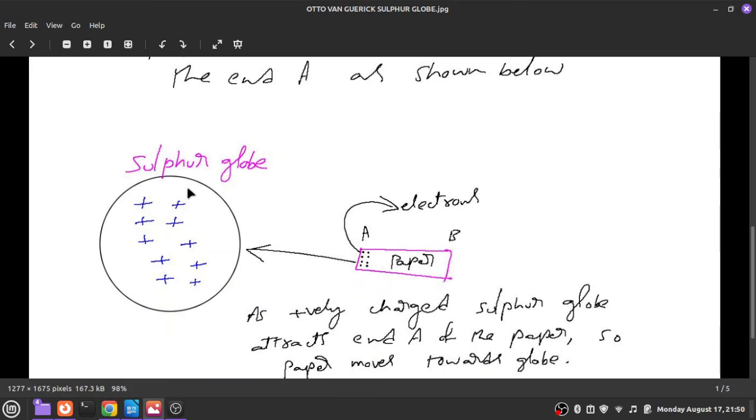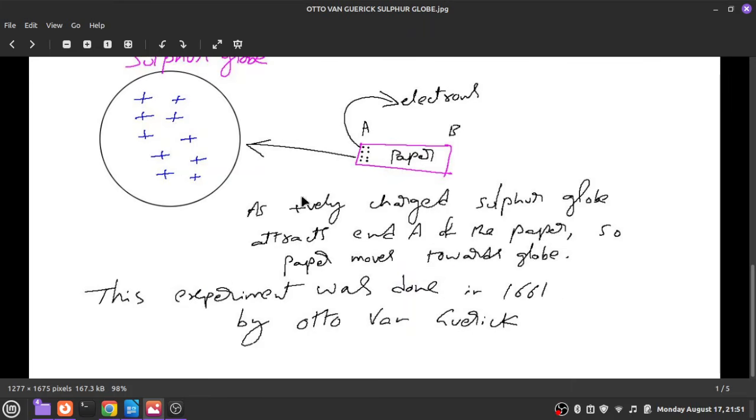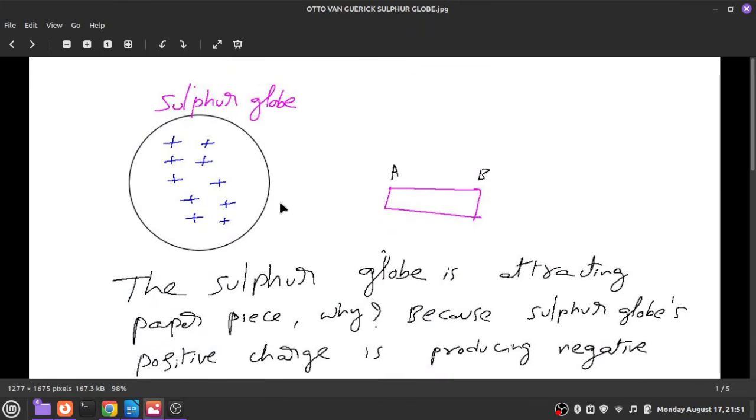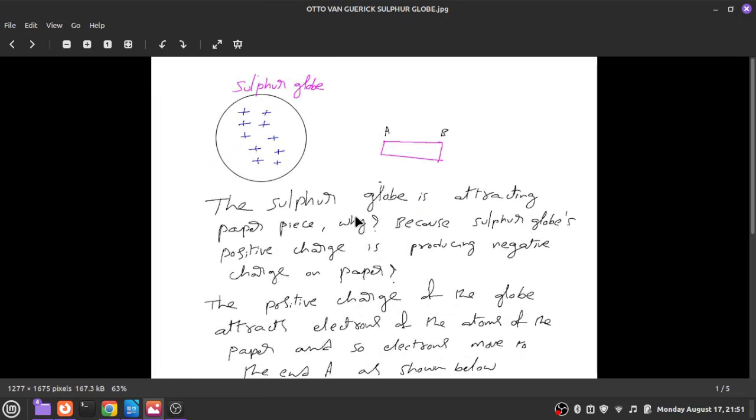Already our sulfur globe is positive. Between positive charge and negative charge, there will be an attraction force. Thereby, the paper is going to be attracted to the sulfur globe. This is the reason. So, once again, I want to say that a neutral paper is brought to a charged sulfur globe. The positive charge of the sulfur globe attracted electrons of the atoms of the paper. Thereby, electrons of the paper are accumulated at point A.